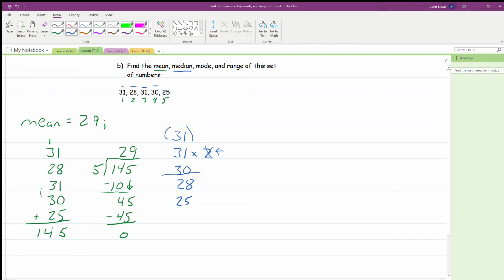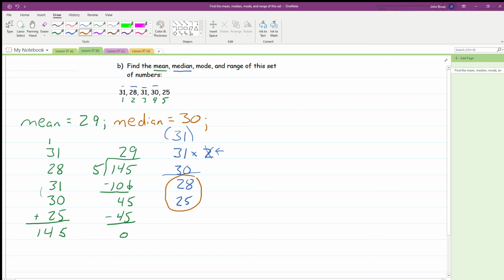Let's go ahead and switch colors here. So we have 2 numbers below 30 and 2 numbers above 30. So the middle number is going to be this number here, right? So our median, I was kind of sloppy there with my circles. So our median is going to be that middle number, which is 30, because there were 2 numbers above 30 and there were 2 numbers below 30.